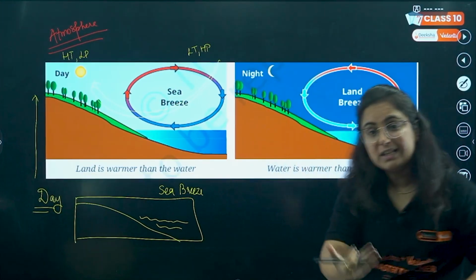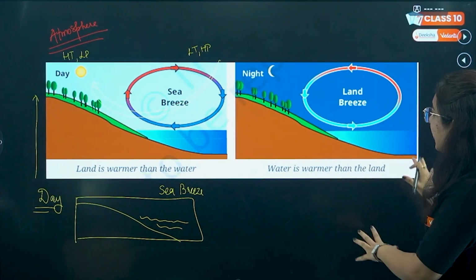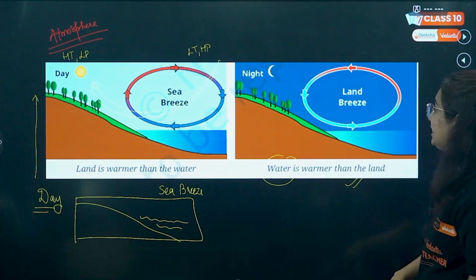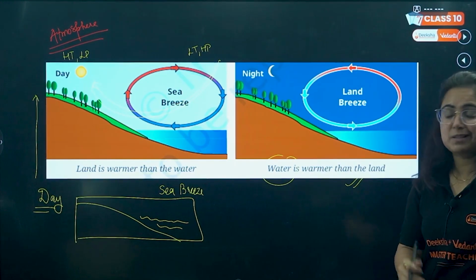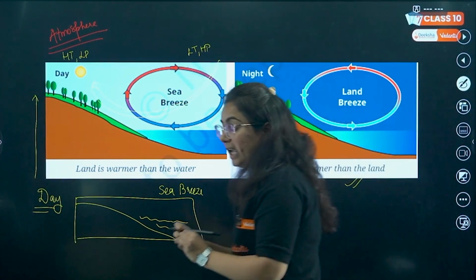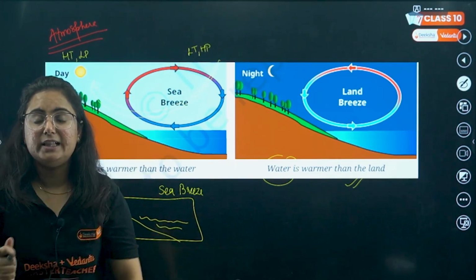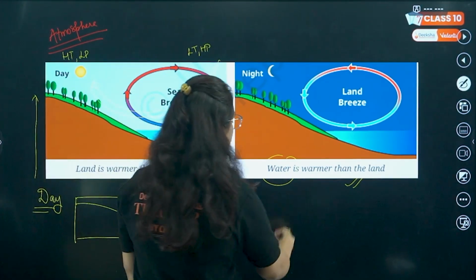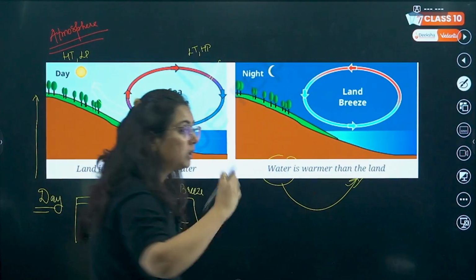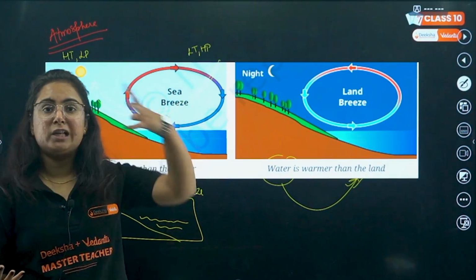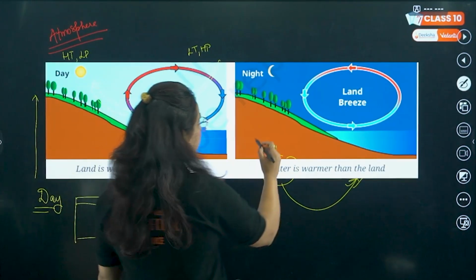But the opposite thing happens during the night. Now what happens? Water is warmer than land during the night, because, beta, the speed at which land gets heated up, it gets cooled down also. Now pay attention to this at night time, but water takes time. Water takes time to get cooled down in comparison to the land, and hence what happened?